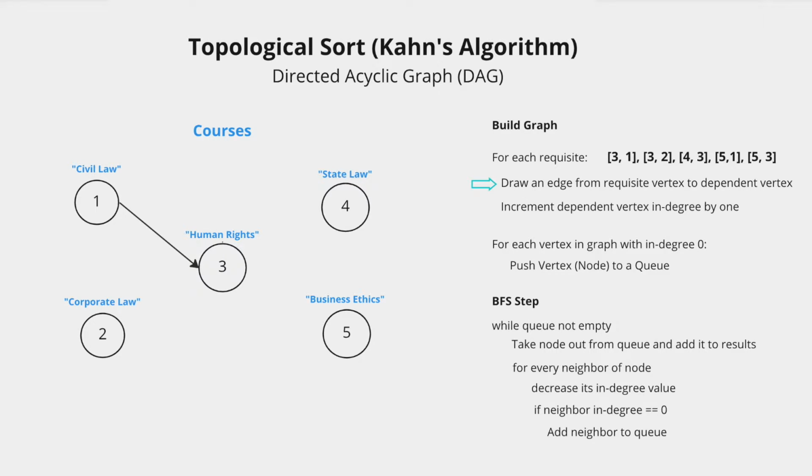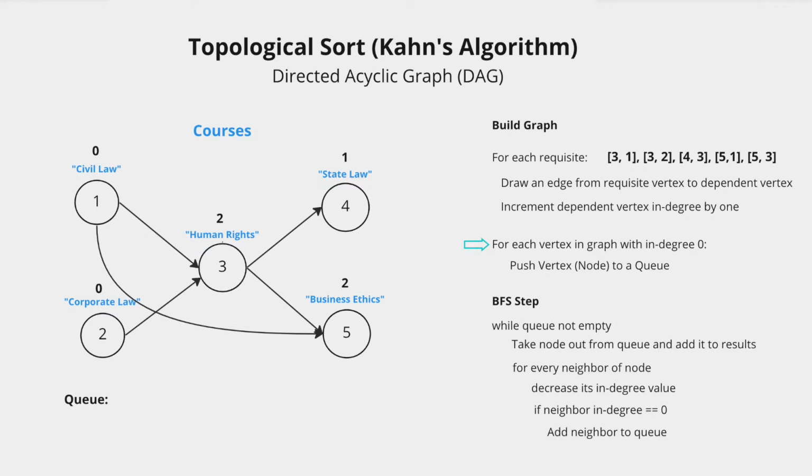For the current edge that was drawn, we're also going to increment the dependent vertex in-degree value by 1. The in-degree value of a course represents how many prerequisite courses the student must complete before being able to take it. So in the case of course number 3, human rights, you can see that there are 2 courses that need to be completed before you're able to take it.